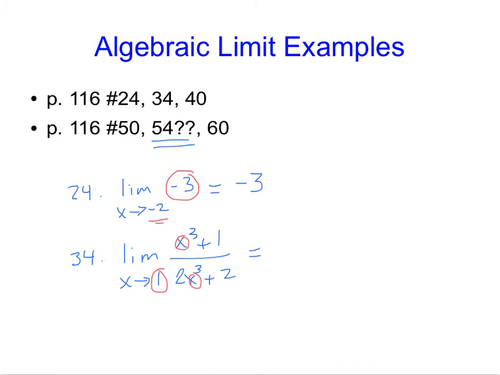So when I do that math, I get 1 cubed plus 1 in the numerator, and on the bottom I get 2 times 1 cubed plus 2, and all I'm going to do is see what that equals. So on the top I get 1 plus 1, which is 2. On the bottom I get 2 plus 2, which is 4. That's 2/4. Always reduce your fractions. So the value of this limit is 1/2, the y value. Again, if substitution works, just use it. No problem.